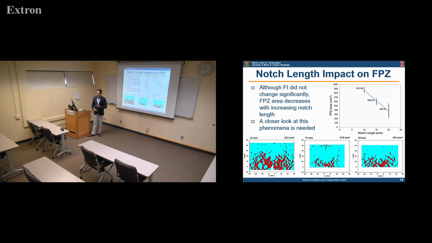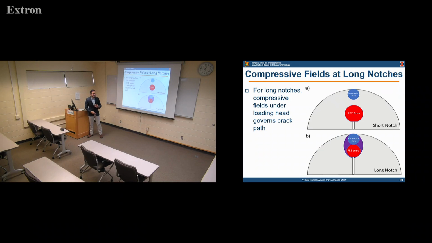And why is this happening? This is not related to the material itself, of course. What we have here is another effect affecting our fracture process zone. During this whole presentation, we have been talking about the fracture process zone, which is just the tensile stress close to the notch tip of the material, the area that I'm highlighting in red.